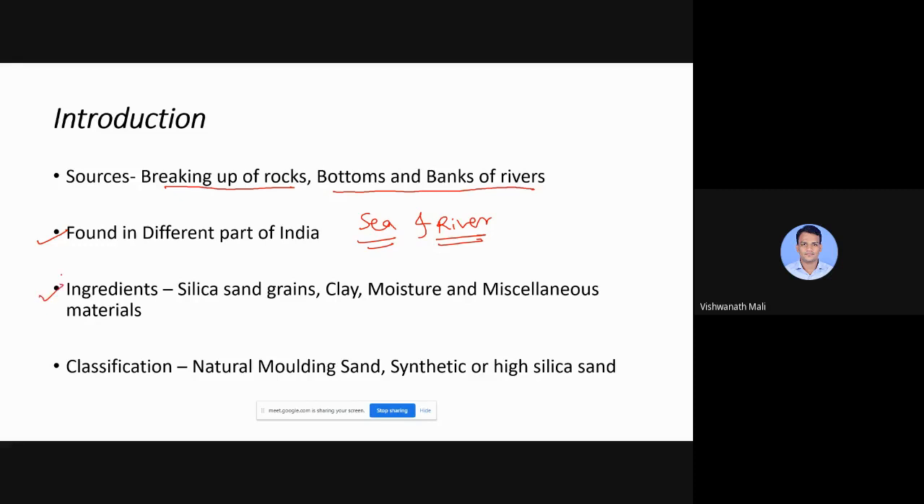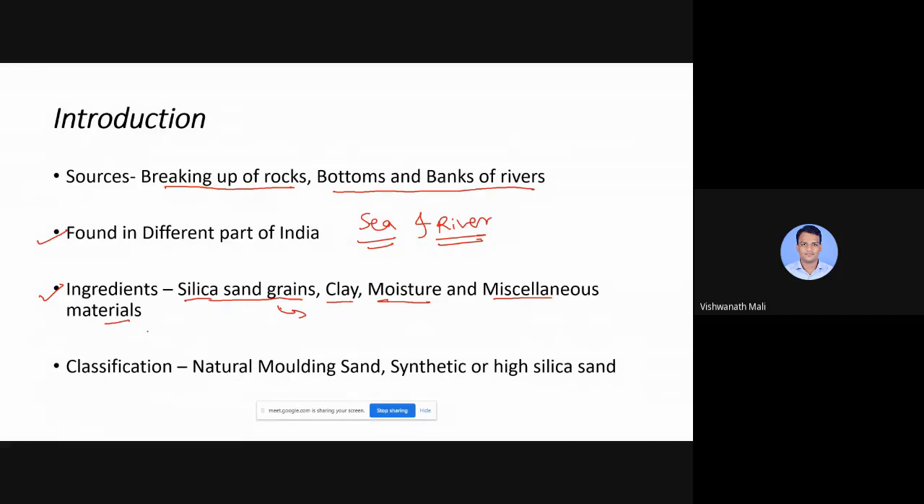Now, ingredients. What does this molding sand contain? It contains silica sand grains, which we actually call sand. The grain size of these particles is large. Then it also contains clay. Clay particles are small compared to the silica sand. It contains moisture, meaning water particles, and miscellaneous materials also, like other metals it may contain.